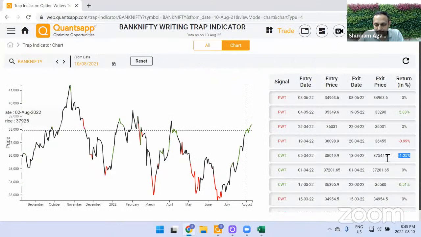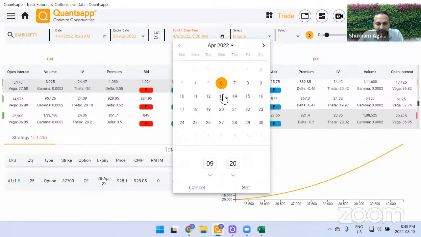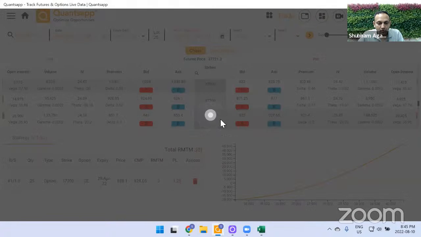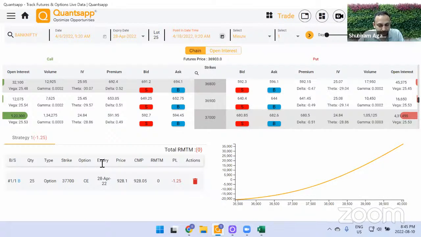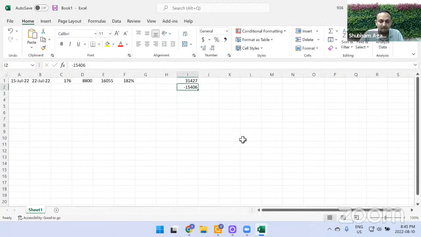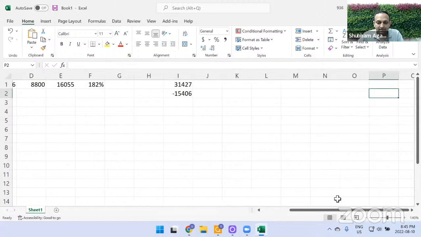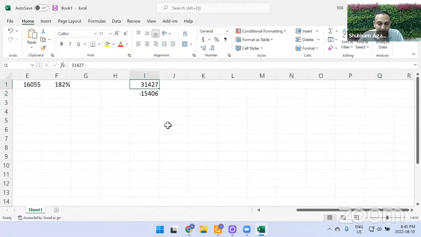And when was the exit for this trade? The exit was on 13th of April, right? So I'll just go to point in time and say the exit will be on 14th in the morning. On 14th, if I go and see what happened to my trade, I can see, okay, 15,406 is the loss. So minus 15,406, right?